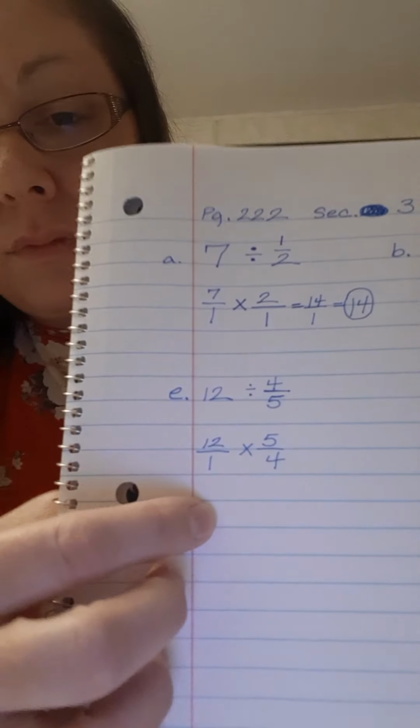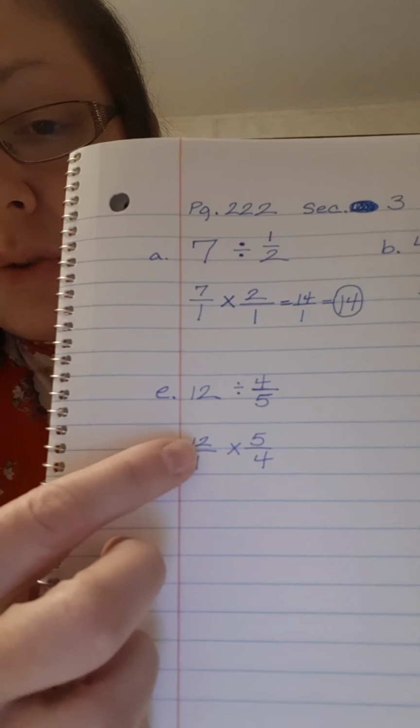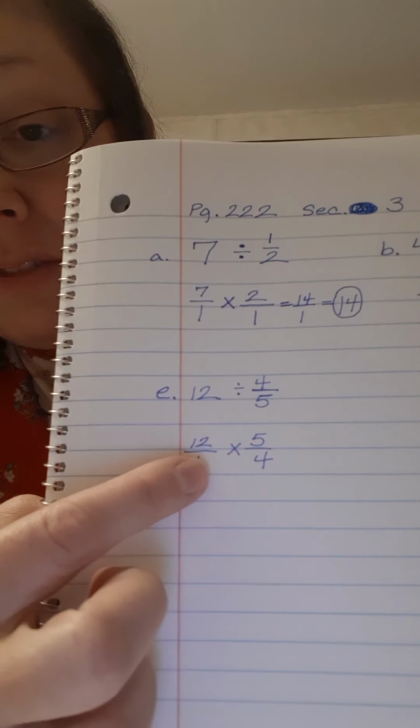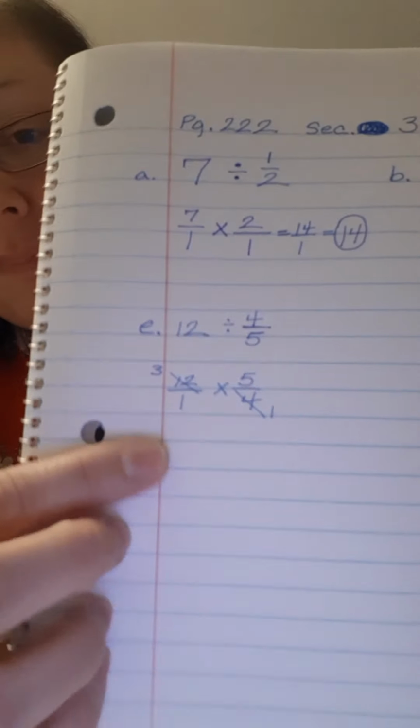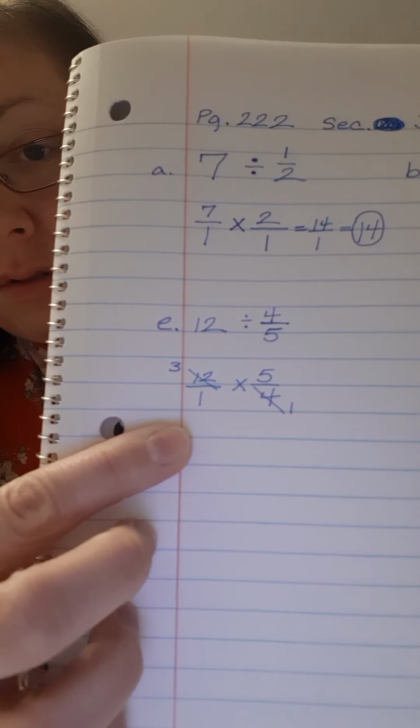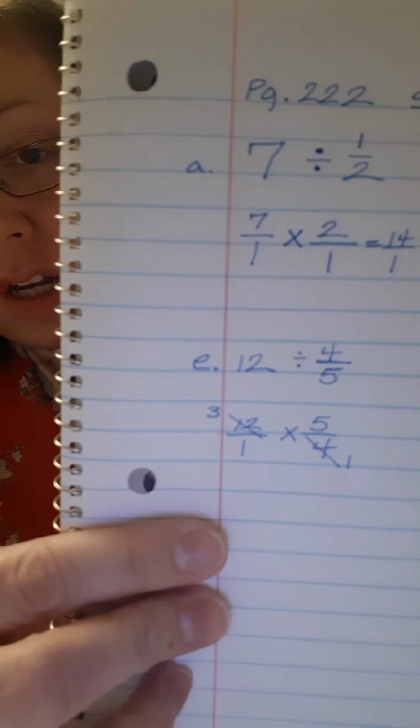Now I can cross cancel. As a matter of fact, I want to show you that. I can cross cancel between the 12 and the 4. Okay, 12 can be divided by 4 and 4 can be divided by 4. So cross those off. 4 goes into 12 3 times. 4 goes into 4 1 time. Same thing we've learned. All right, and that's not easy to see.